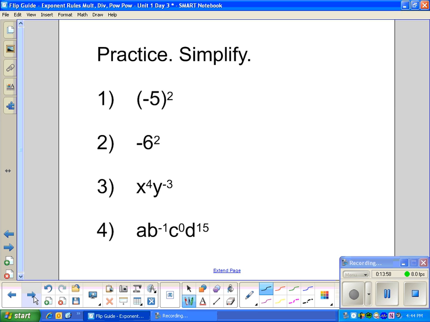The last thing we're going to do is practice a couple of things that we've learned in prior classes. Remember how important parentheses are and what difference they make. Think about what happens when we have a negative exponent or a zero exponent.